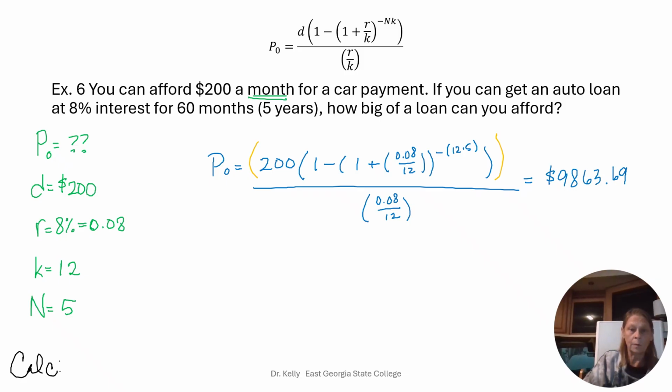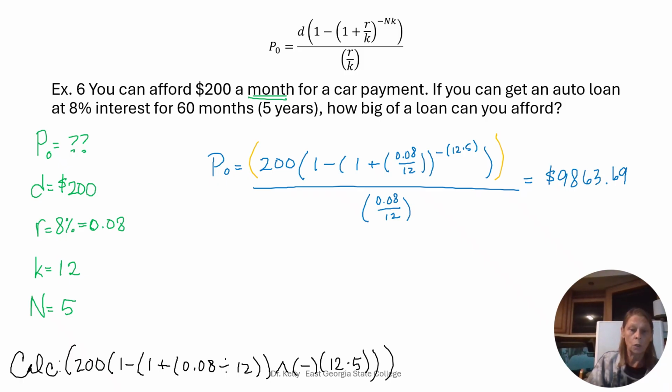And I already have the parentheses everywhere else, so let's get it here. So we have open 200, open 1 minus, open 1 plus, open 0.08 divided by 12, close, close, to the power of negative, open 12 times 5, close, close, close, remember, close, close, close, divided by... now if you go to do that, close, close, close, and they're all up here, let me just show you an example.